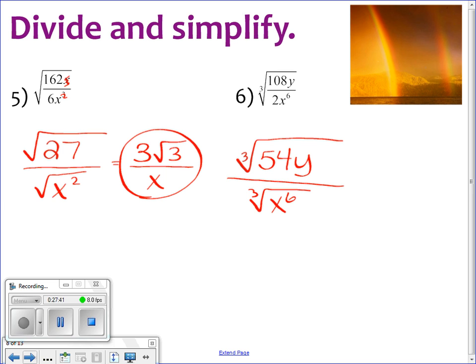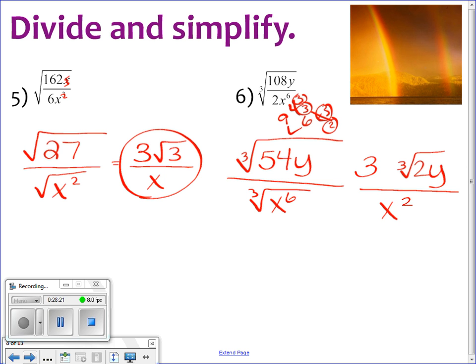Cubed root of 54? Good. You would have to do your factor tree. What is that? 9 times 6. That's 3 and 3. 3 and 2. Well, she's right. So it's going to be 3 radical 2. Or 3 cubed root of 2. And then what about the y? How many groups of 3 for the y's can I get out? None. So that y's got to stay in. And I got an awkward space in there now. On the bottom, how many groups of 3 can I get from here? 2. Any left over? No.